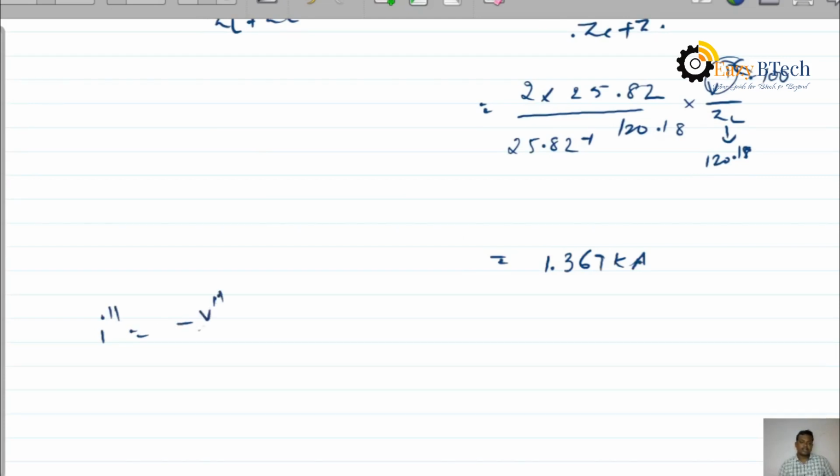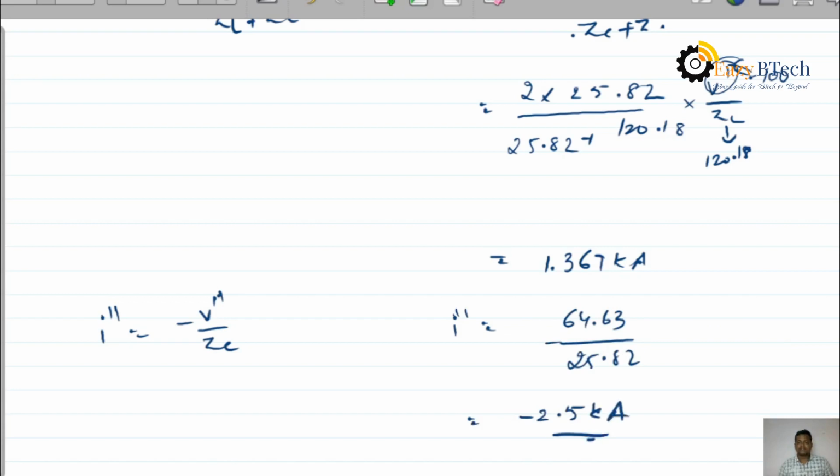Now I double dash is minus V double dash by ZC, which we already calculated. If you substitute those values, 64.63 divided by ZC 25.82, you get the current as minus 2.5 kiloamperes. Okay, this is the way we calculate the line terminated through a cable or a cable terminated through a line. Both the cases we can do. Thank you for watching.